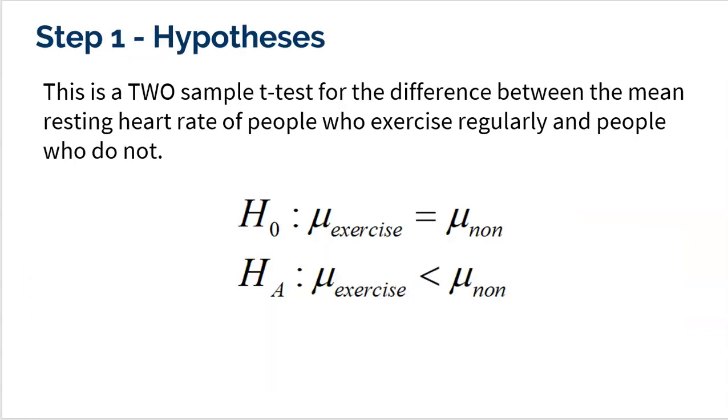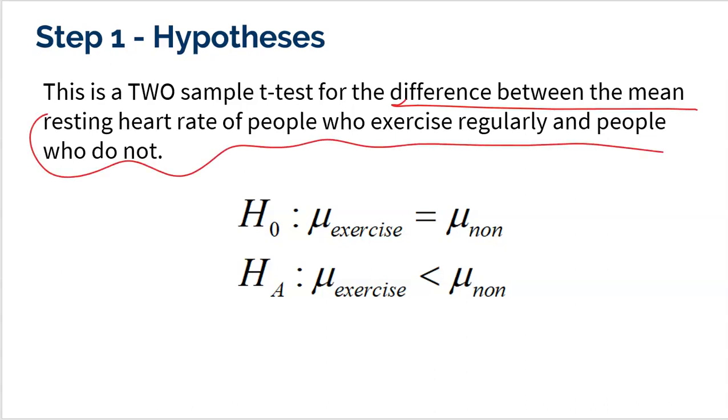So step 1 is giving it a good name. This is a 2-sample t-test for the difference between the mean resting heart rates of people who exercise regularly and people who do not. Please make sure that you have the difference between the means and then give me all that nice context. Now the null is, of course, there's no difference. There's no difference between the average heart rate for those that exercise and the average rate for those that do not exercise. They're the same. They're equal. And the alternative is, what I'm wondering is, is the mean for those that exercise truly lower, less than the mean for those that do not exercise?